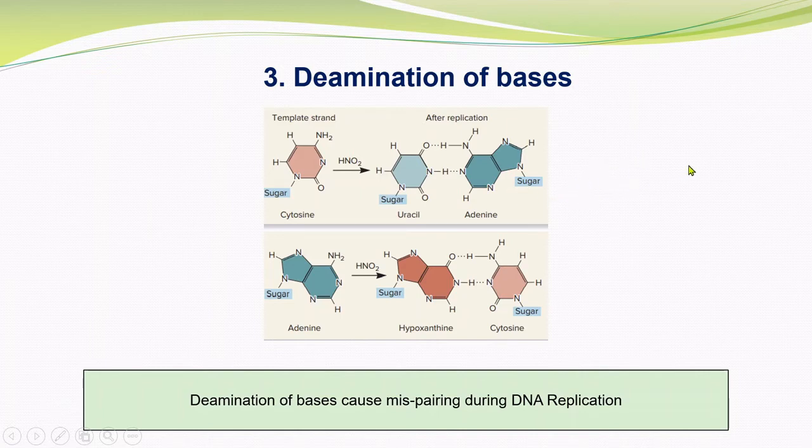So in the subsequent replication, you will find that the cytosine and guanine base pair has been replaced by an adenine and thymine base pair. Similarly, if the amine group is removed from the nitrogenous base adenine, it becomes hypoxanthine. And this hypoxanthine base pairs with cytosine instead of thymine. So earlier, which was an AT base pair, it gets replaced by the GC base pair.